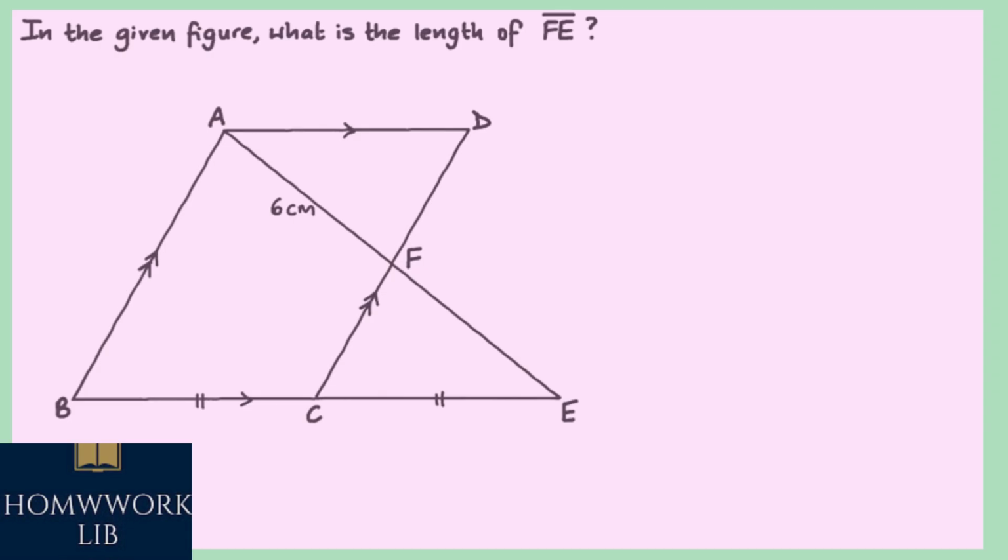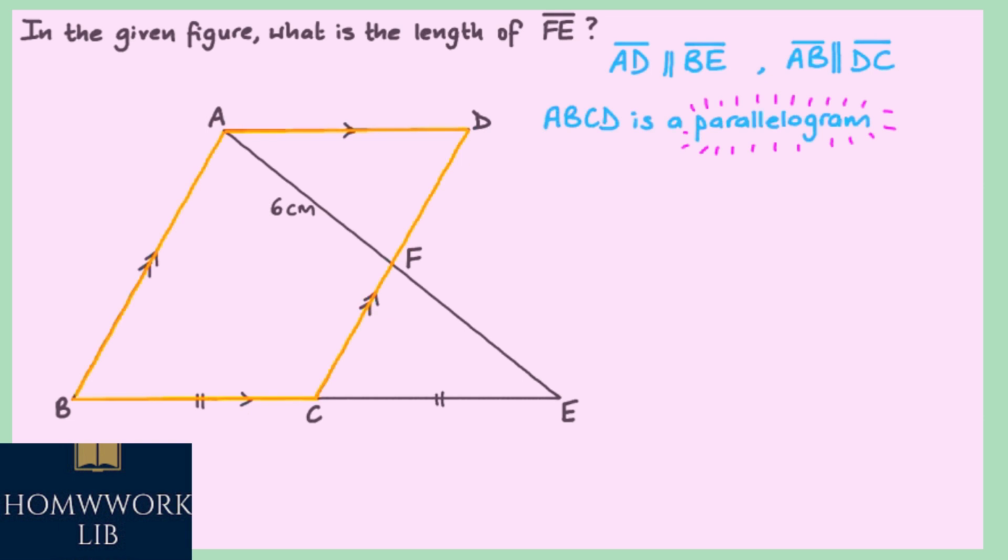In the given figure, what is the length of line segment FE? Let's begin by considering the information shown in the figure. We notice that we have two pairs of parallel line segments, with the first being that line segments AD and BE are parallel. The second pair of parallel line segments are AB and DC.